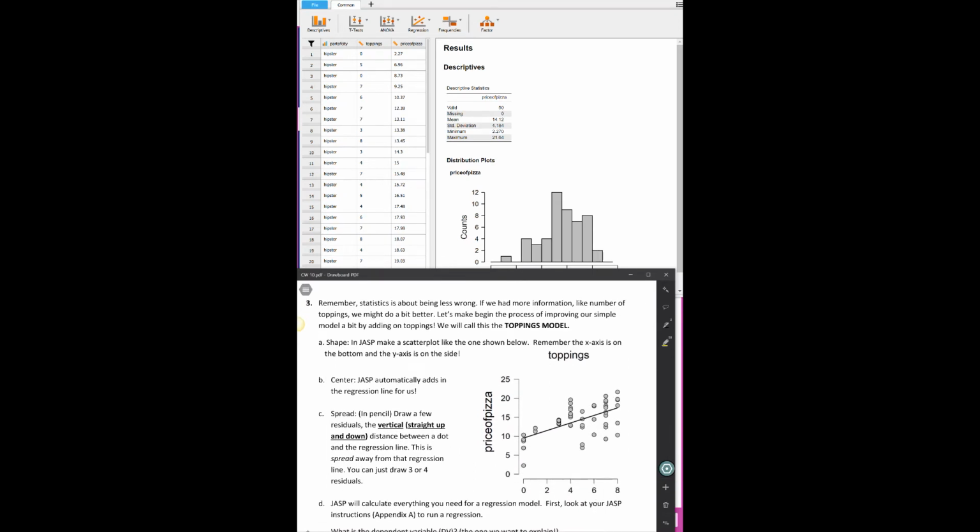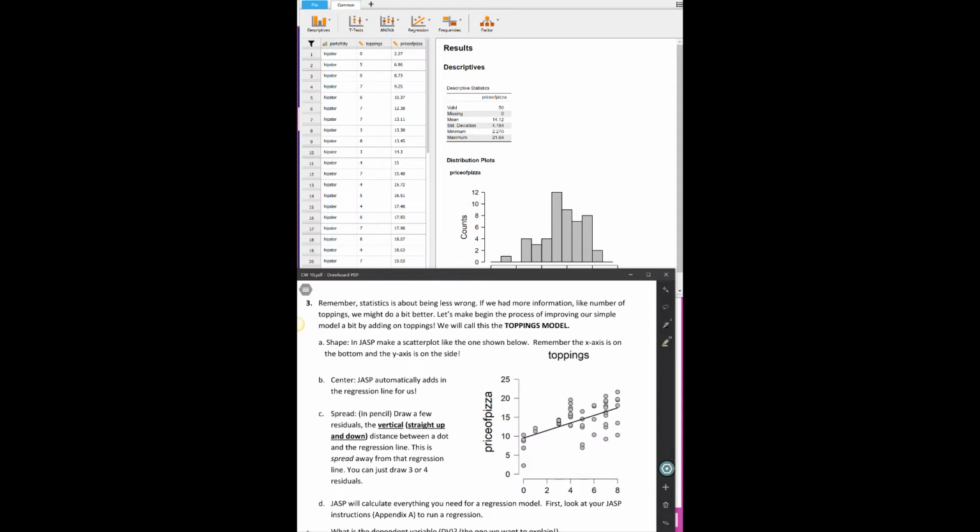Okay, so remember that statistics is about being less wrong. If we had more information, like the number of toppings, which we do, we might do a bit better in explaining the variation that we see in pizza prices in the LA area. Let's begin the process of improving our simple model a bit by adding on toppings, and we'll call this the topping model. First, let me walk you through how to get this graph from the data in JASP.